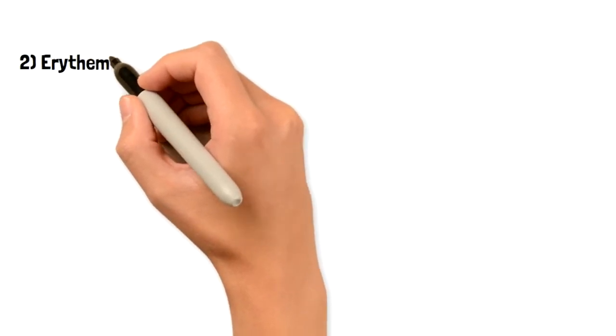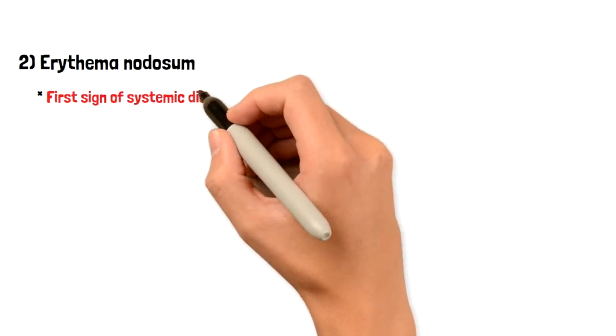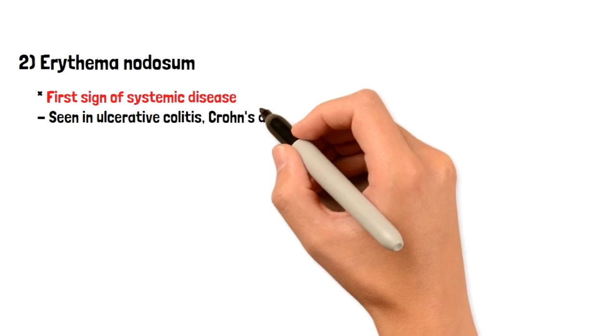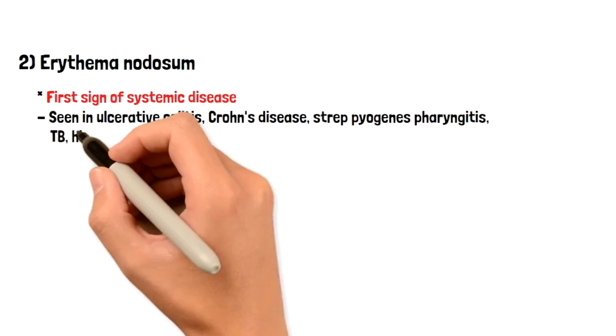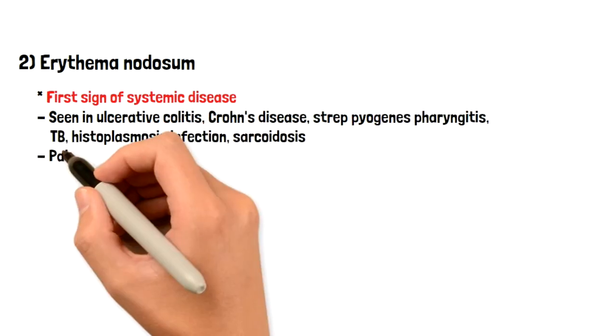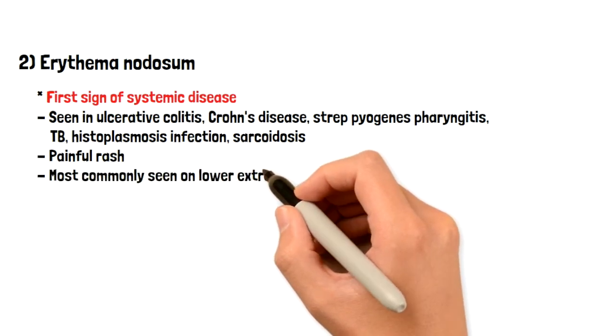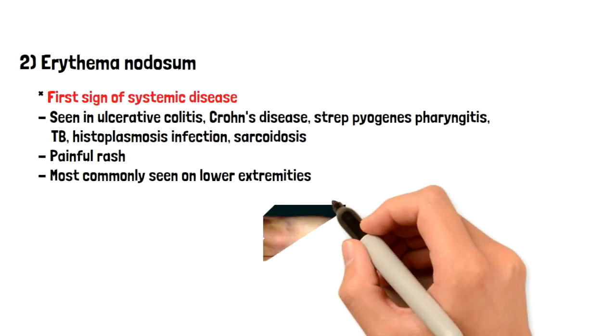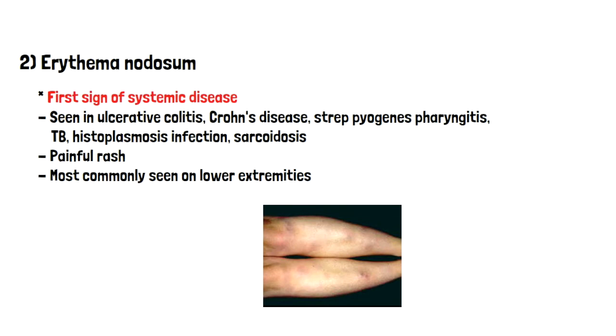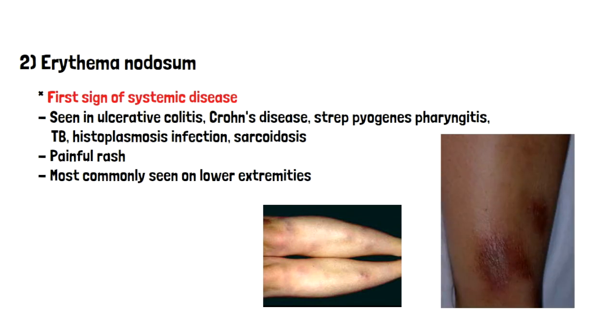Next, we have erythema nodosum. Now, this kind of rash is indicative of systemic disease in the body. So therefore, it's seen in ulcerative colitis, in Crohn's disease, strep pyogenes pharyngitis, which is a hemolytic strep, TB, histoplasmosis infections, which is fungal, and sarcoidosis. This is a painful rash, and it's usually seen in your lower extremities, as you can see in these pictures as well.